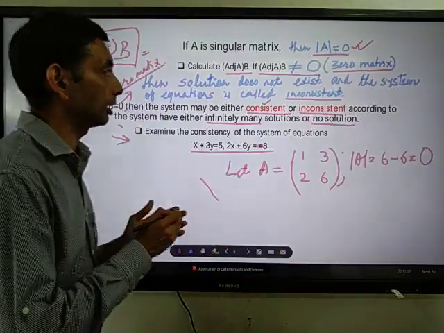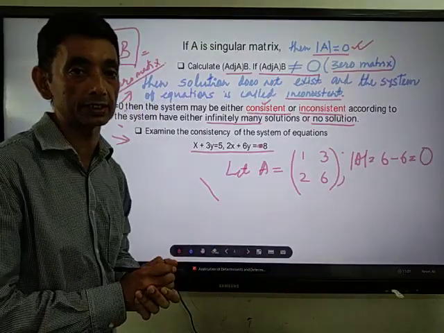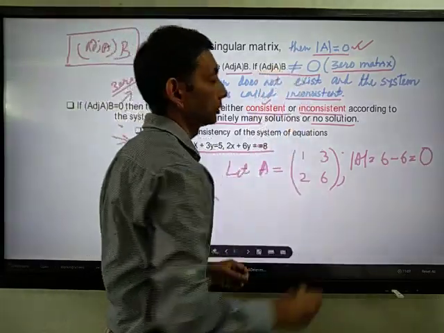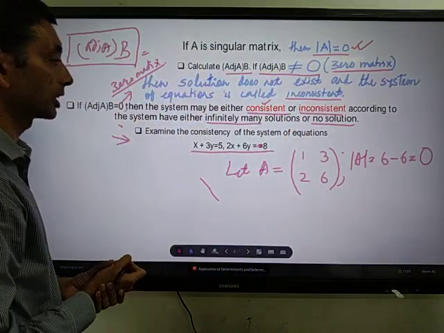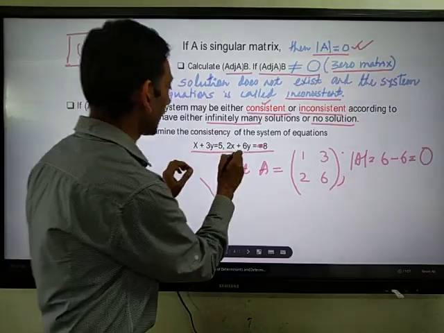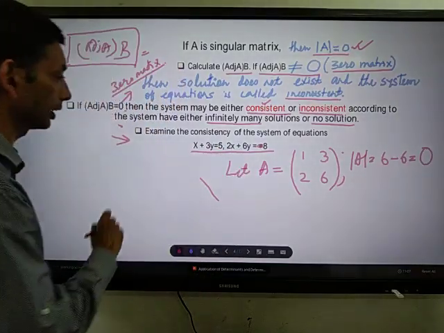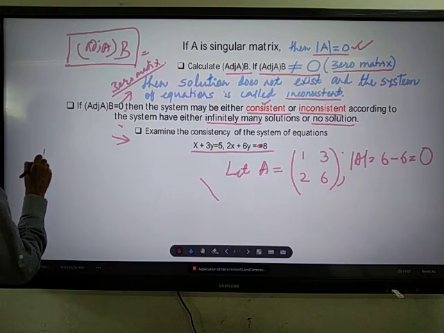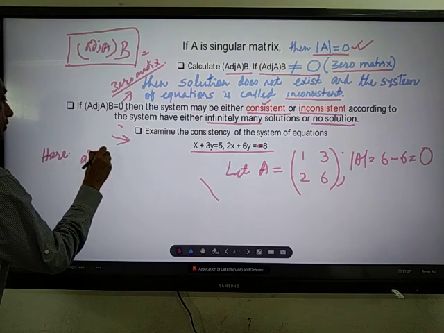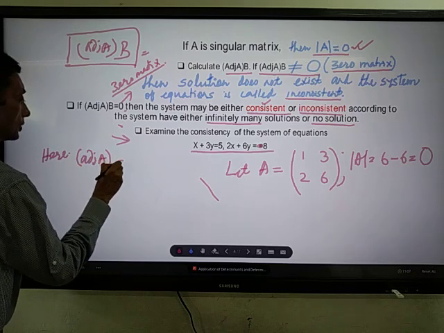In case it is a singular matrix, we may get two cases. What is the next step? We need to check adjoint of A into B. So let us check what adjoint of A into B is in this case. For that we need to calculate the adjoint of A. So we'll calculate the adjoint of A now. Okay, what is the adjoint of A?